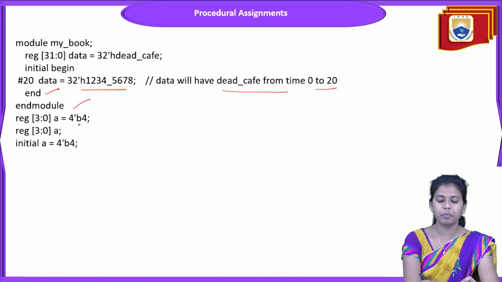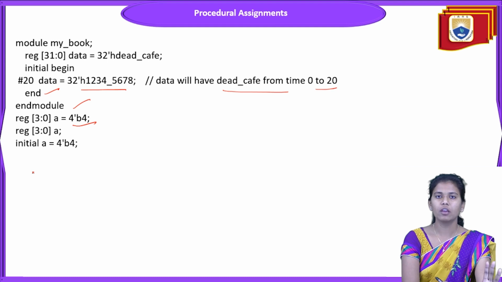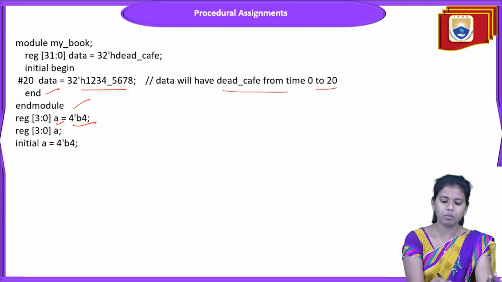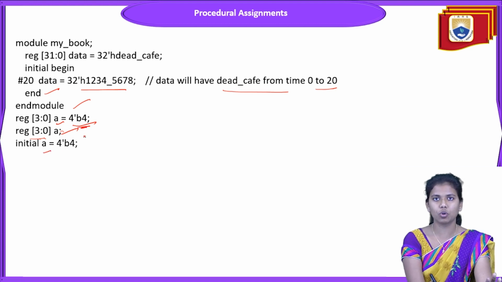Now I'm representing how much data again? Register 3 to 0. That means totally 4 bits of data. 4 bits of binary data I'm storing in a register with a variable A. Again, I'm specifying it clearly: register 3 to 0 using a variable A. And later on, I'm initializing A with respect to the bits I have stored in this particular variable. In this variable A, I am storing 4 bits of data. This is nothing but storing the values into the variable.